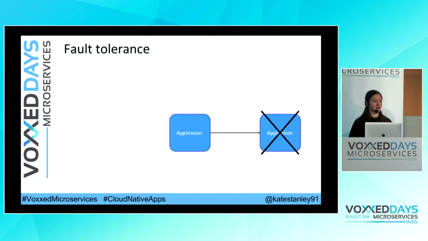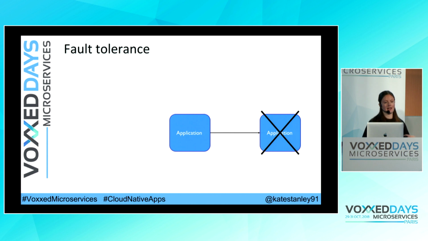So what about fault tolerance? One of the key advantages of moving to microservices is that you have applications that are supposed to be more resilient. And the way that you have this is because you've got all these different parts of your application that are deployed independently, and if one of them goes down, if you've written your microservice well, that shouldn't take down the whole thing.